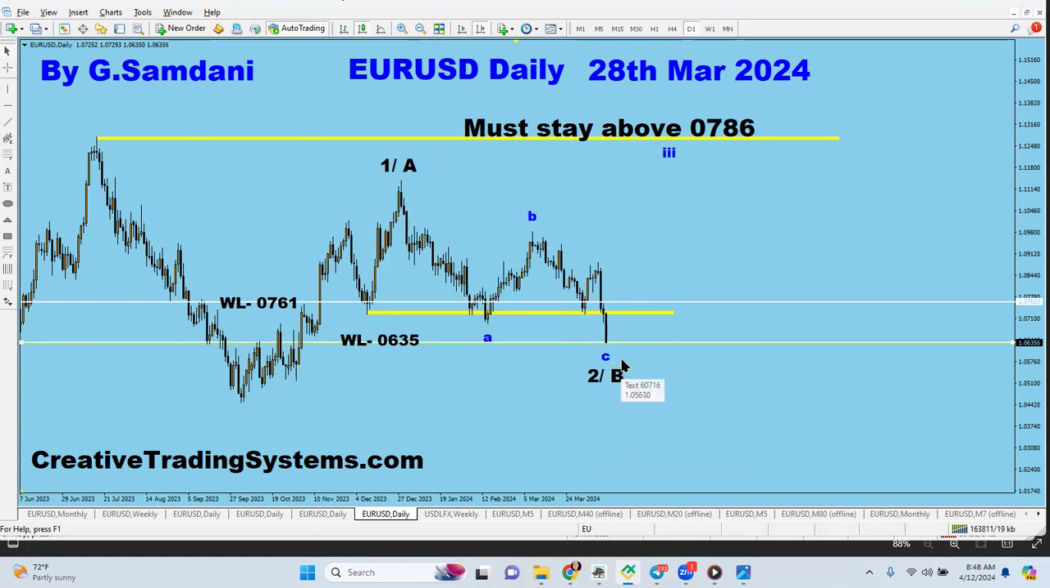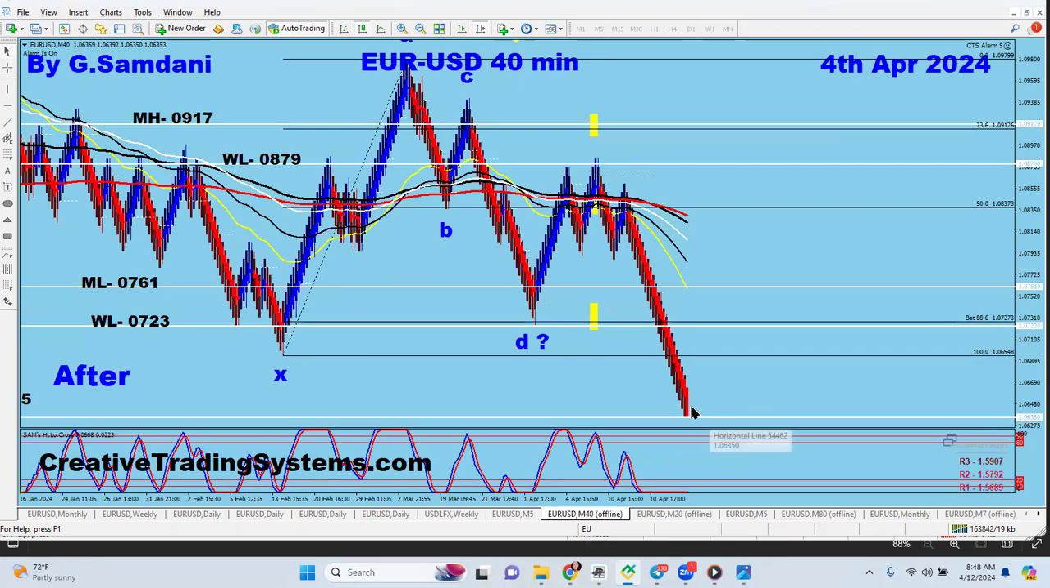So 78% is coming exactly a little bit below that. So if it stops somewhere here, then I'll be waiting for a long. A reversal trending on my 40-minute chart, Euro USD, the 40-minute chart right from here.